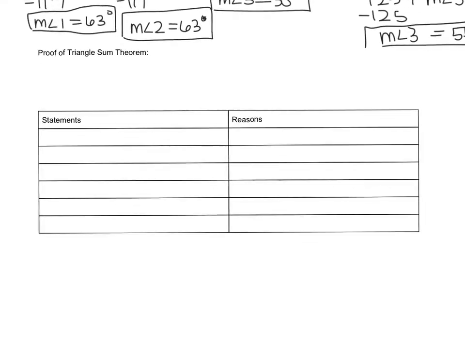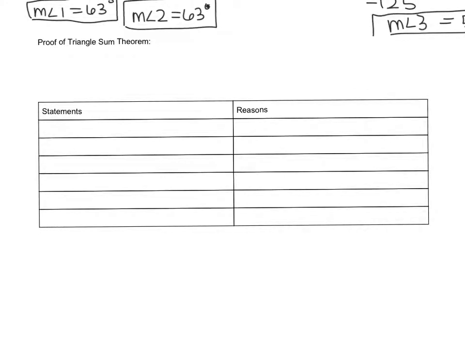Next, we want to actually prove the triangle sum theorem. It is a theorem, which means there is a proof that shows why the theorem works. So in order to do this, I'm going to draw a picture. We have triangle ABC, and I'm also going to draw a line through A with point E on it that is parallel to our side BC.